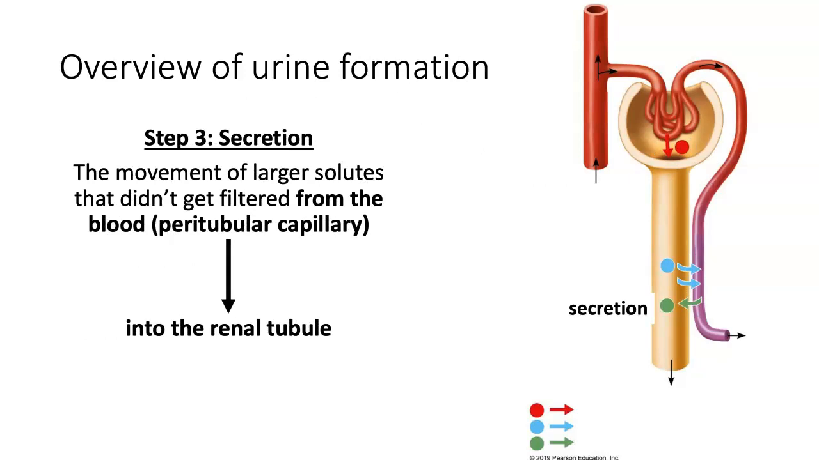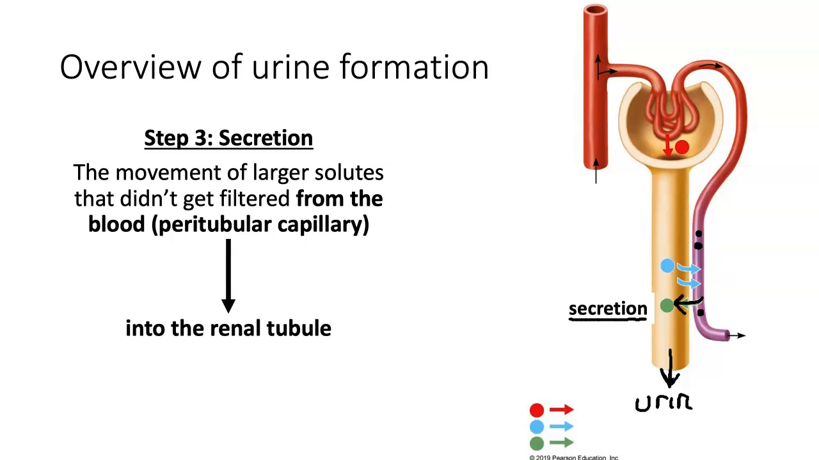All right, so the third step of urine formation is called secretion, and that's when larger substances that remained in the blood just because of their size, they were too big to get filtered and yet they're waste products. What happens is they get directly secreted into the renal tubule. And so secretion is a process by which we take larger waste products and secrete them directly into the renal tubule. And so the net result after these three steps is the production of urine.